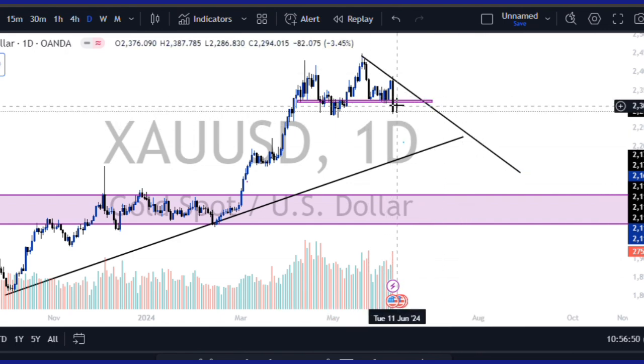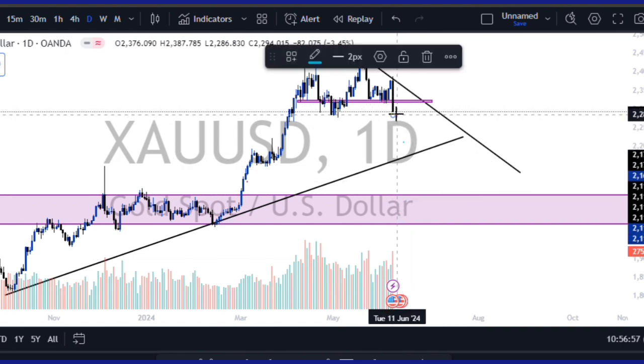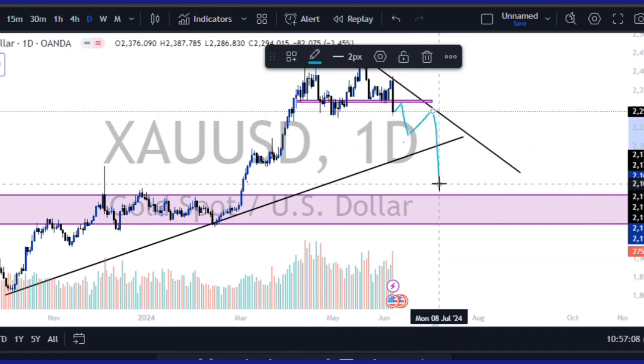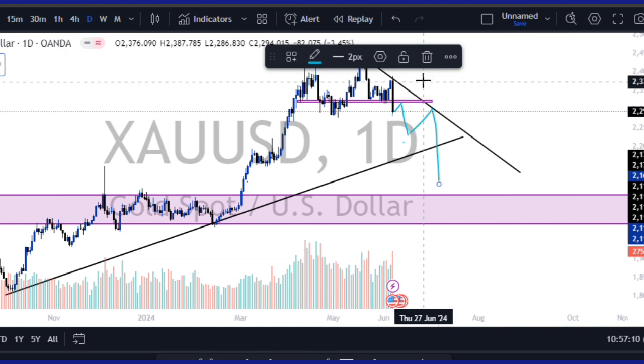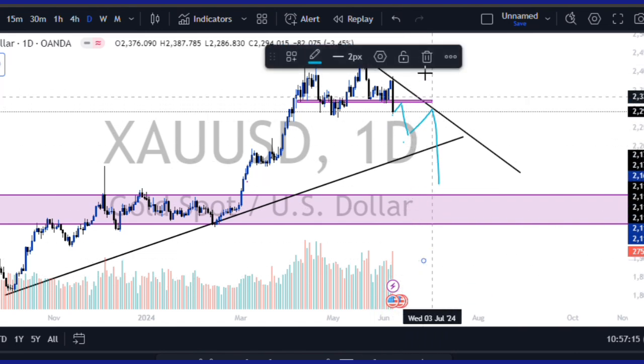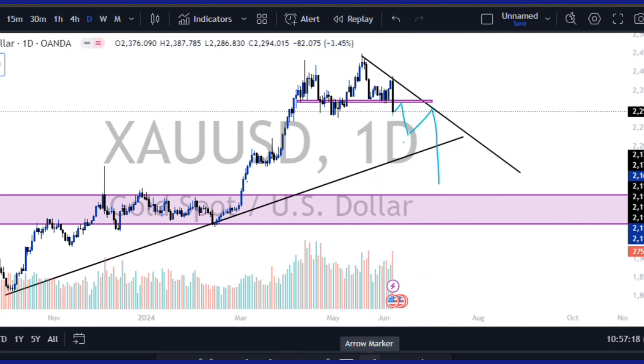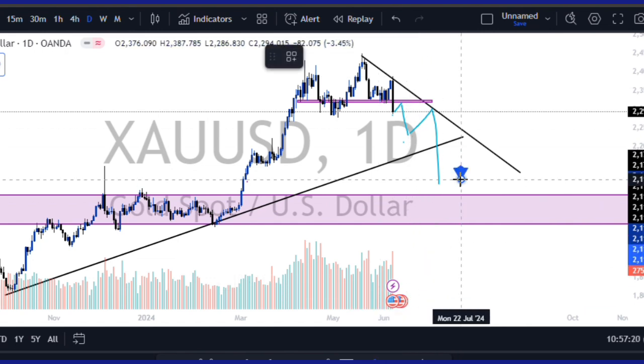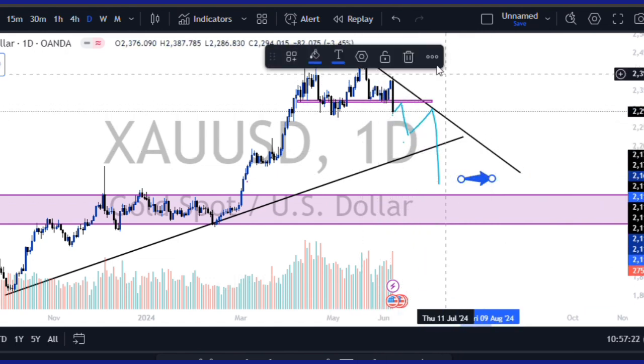So I'm expecting gold to push back up to this point. I'm expecting it to push to this point here, and then do something like this, right? So that's what I'm expecting on gold. I'm expecting gold to push a little bit, then drops.